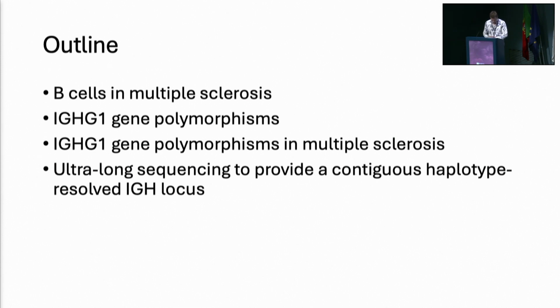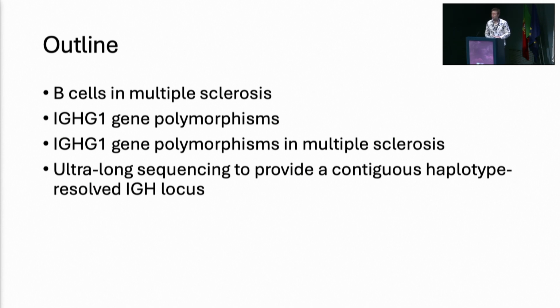So I'll start off by introducing you to the disease multiple sclerosis and the importance of B cells in this disease. Then I'll take you on a slight detour to recapitulate some important points about the polymorphisms of the IGHG1 gene, which encodes the IgG1 isotype of the immunoglobulin heavy constant chain.